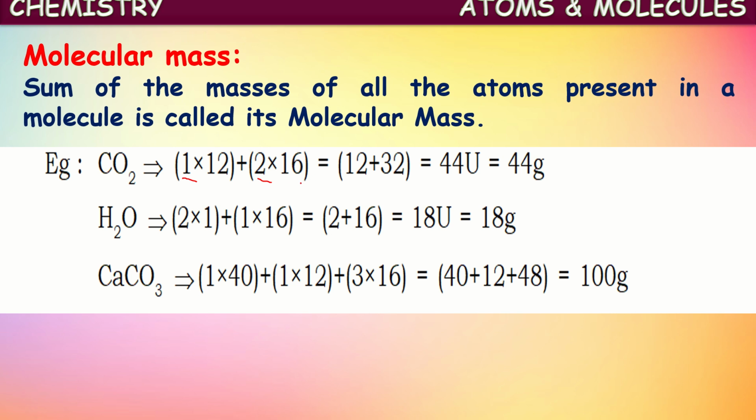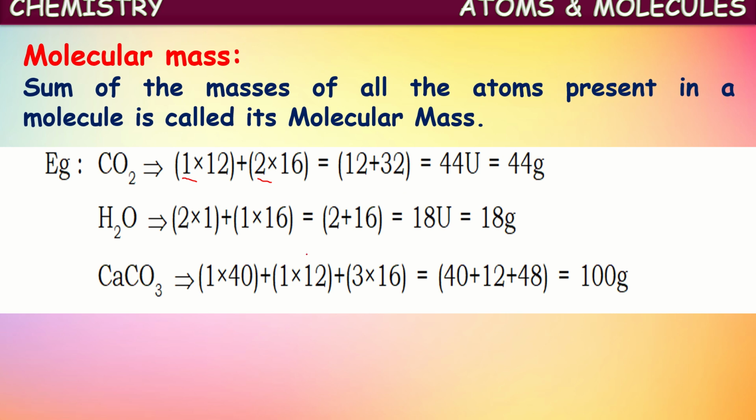So we need to take the number of atoms of each element into its atomic mass. So 2 into 16, so 12 plus 32, total 44 unified masses. Means 44 grams. Okay, gram atomic mass is expressed in grams, no?